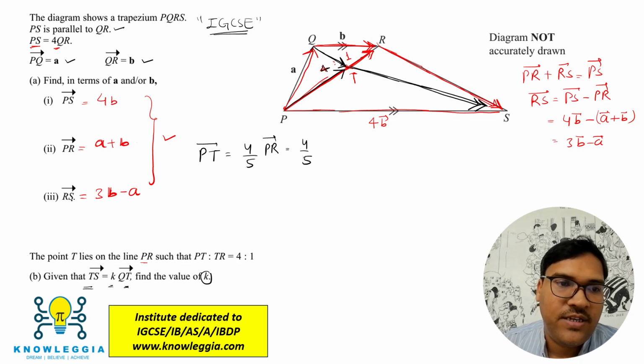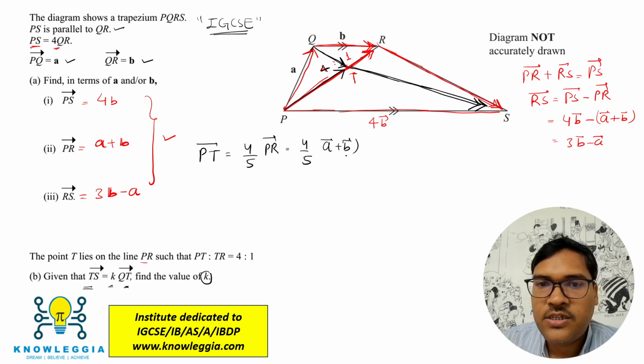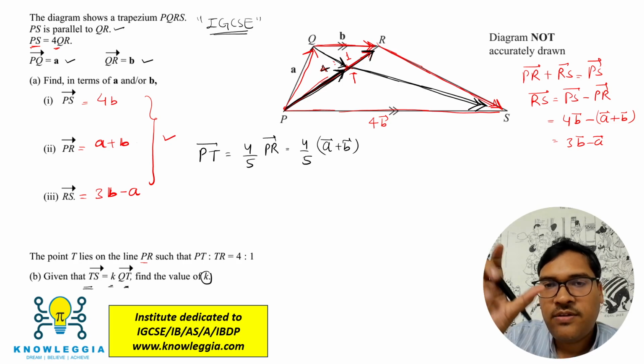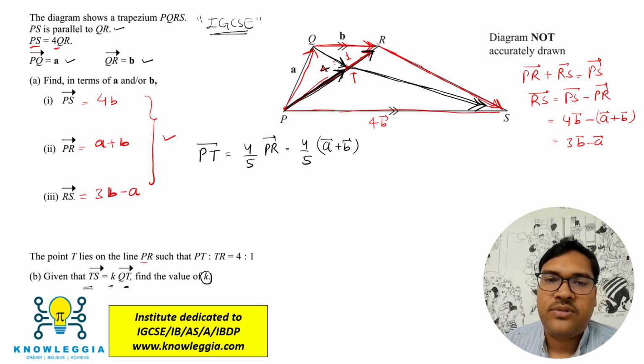What is PR vector? We have got PR vector which is equal to A plus B. This is PR vector. The directions are the same, just the magnitudes are different. You can say this is 4/5 of, because if this is 4, the total is out of 5, this is 4 parts. So that is why this is 4/5 of A plus B.